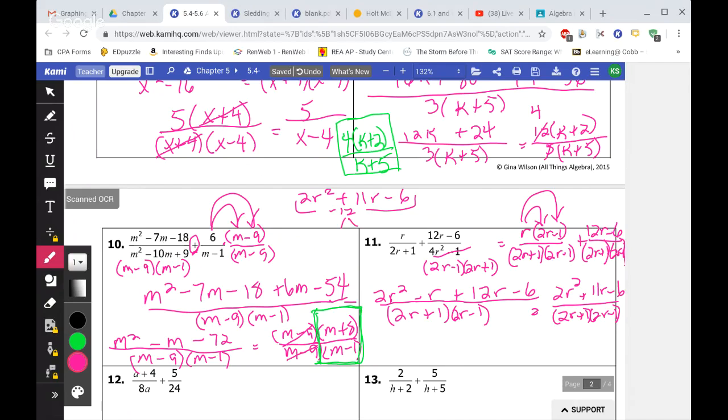So I'm looking for two factors that give me a negative 12 that when I add them give me a positive 11. So that's going to be a positive 12 and a negative 1. So 2r squared plus 12r minus r minus 6. Then group them. Can you see that okay?